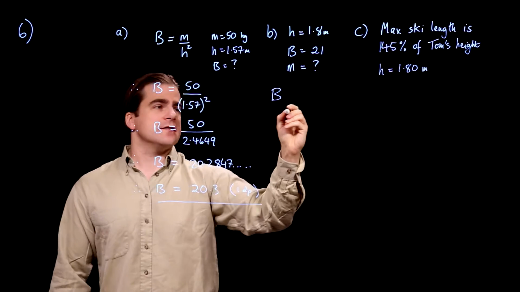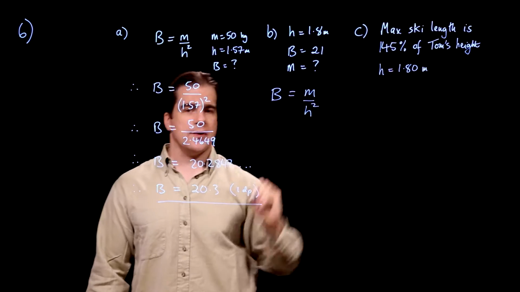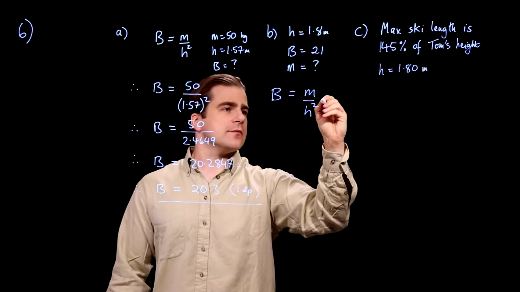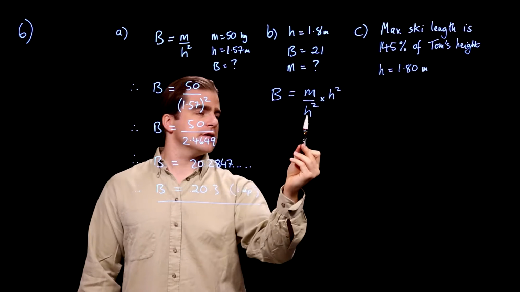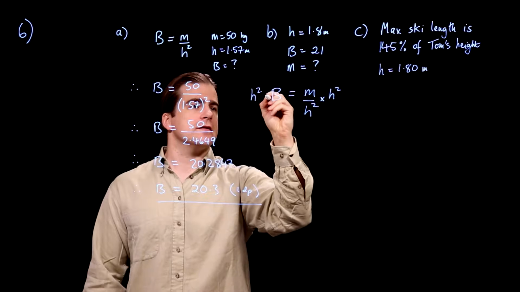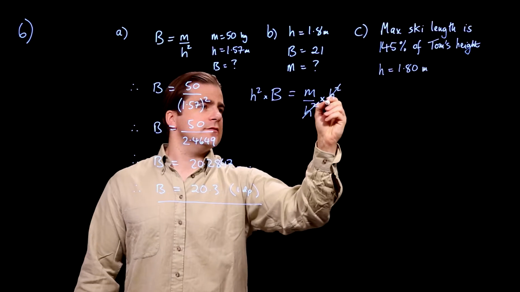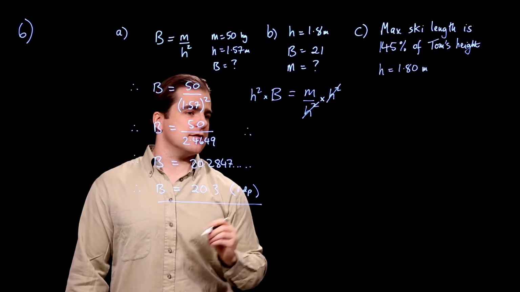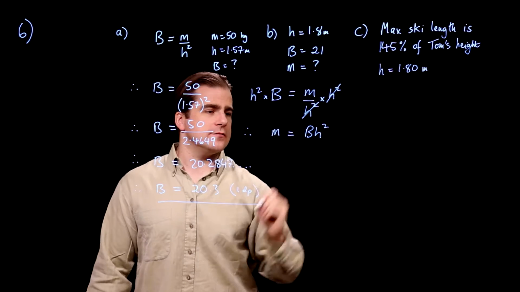So if b is m over h squared, we need to get m by itself, which means we need to bring the h squared up here, which means multiplying both sides by h squared. Because we've got h squared on the bottom at the moment, so to get rid of it we want an h squared on the top, so we have to multiply both sides by h squared. The h squareds cancel, so we're left with m equals b times h squared. m is b h squared.